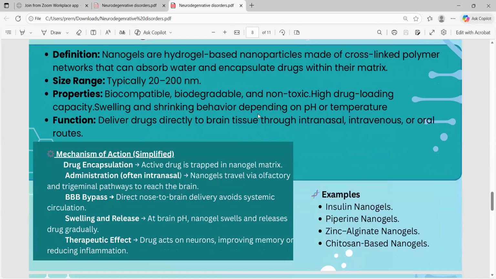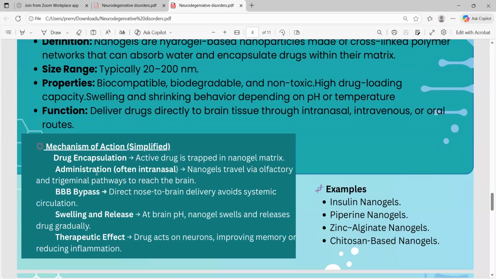Nanogels are tiny water-absorbing polymer networks that can encapsulate drugs. These are biodegradable, biocompatible, and deliver drugs through multiple routes like intranasal. This is the nose-to-brain route. This bypasses the bloodstream. And examples in this are insulin, piperine, and for Alzheimer's and Parkinson's also.